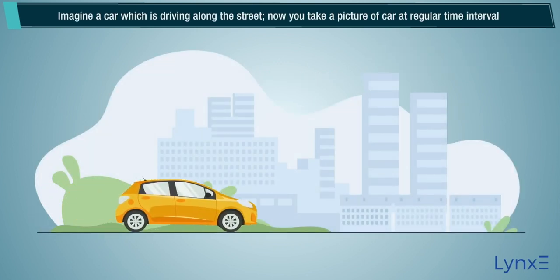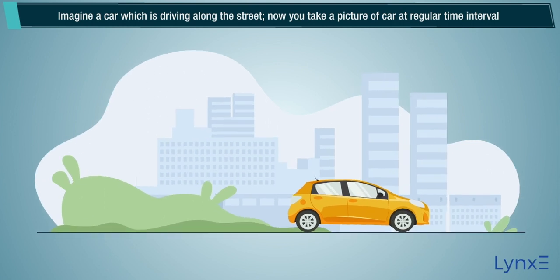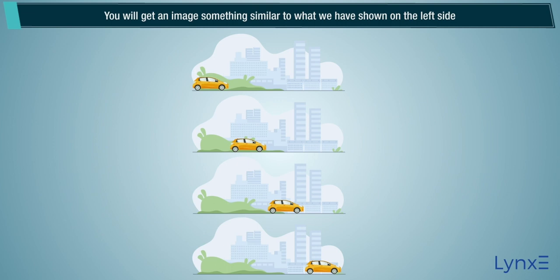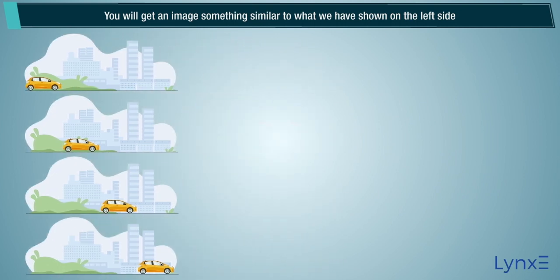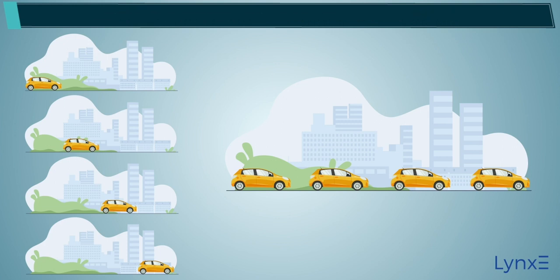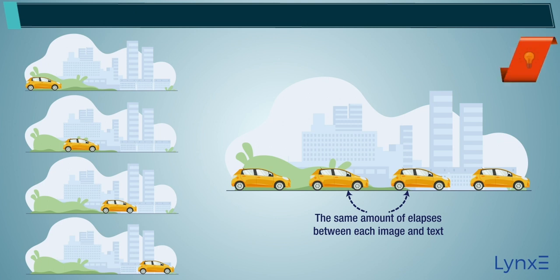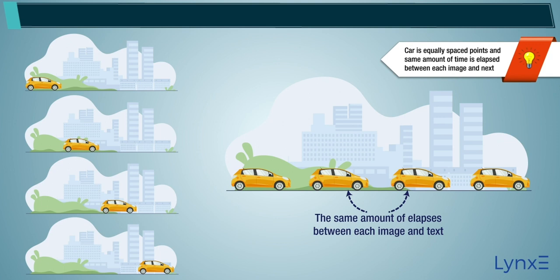Imagine a car which is driving along the street. Now, you take a picture of the car at regular time interval. You will get an image, something similar to what we have shown on the left side. If you composite these images or superimpose these images on top of each other, then you will get an image, something similar to what we have shown in the right side. Note: the car is at equally spaced points, and the same amount of time is elapsed between each image and the next.